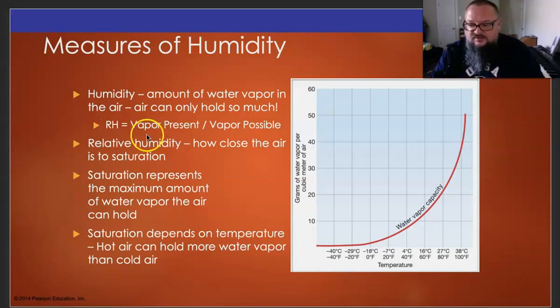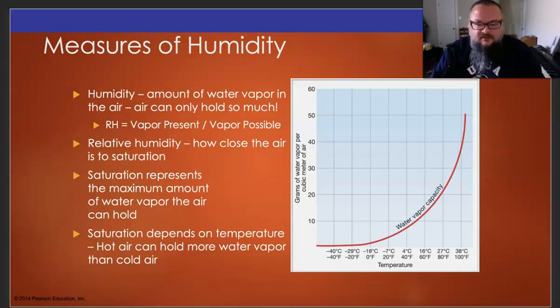And so even on days when the relative humidity is relatively high in the winter, it doesn't feel as muggy and gross as it does when it's summer and the relative humidity is high, because there's so much more water vapor in the air.